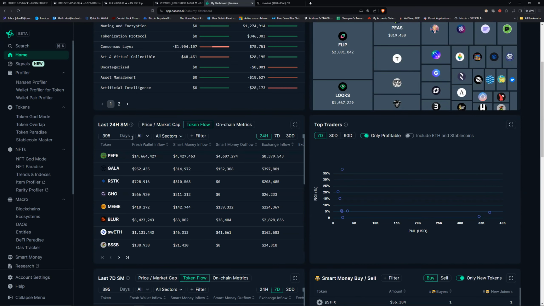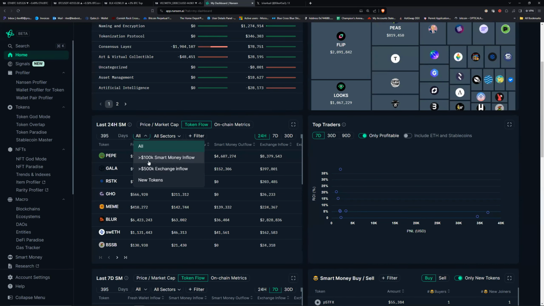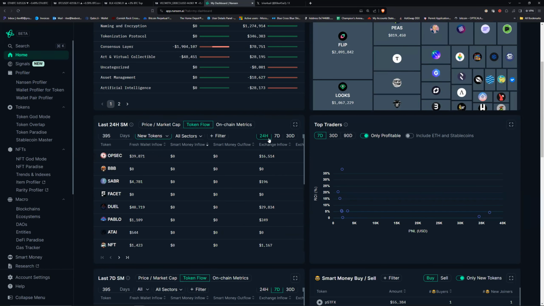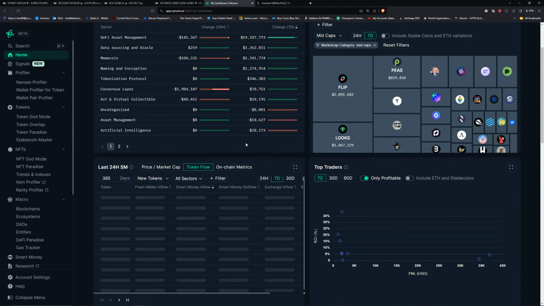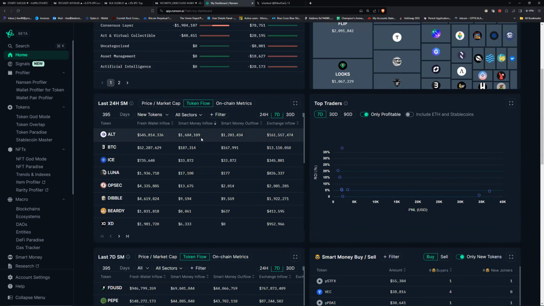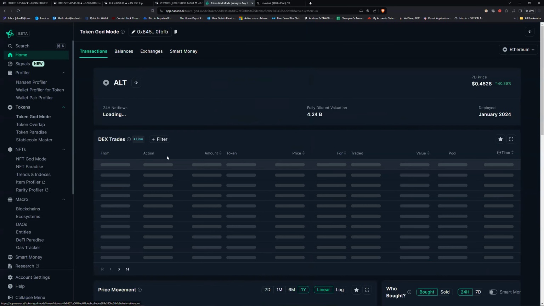The last 24 hours, smart money, new tokens. We'll look at that. Really no smart money inflow on any of those. Let's look at the 7-day. Okay, so Alt has had over 1.5 million smart money inflow over the last 7 days. That's pretty important. We'll look at that one real quick. The rest of these have some coming in, but nothing significant like this.